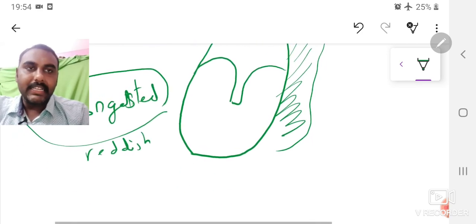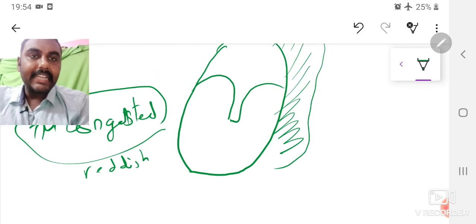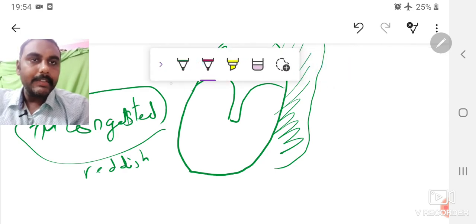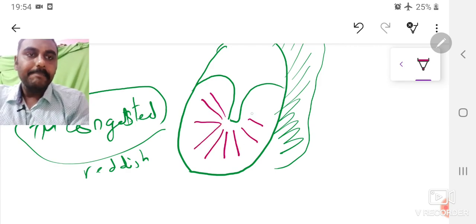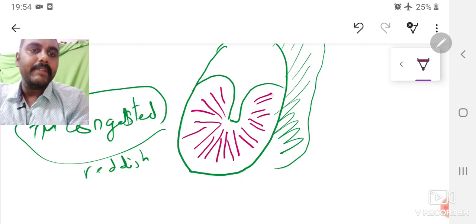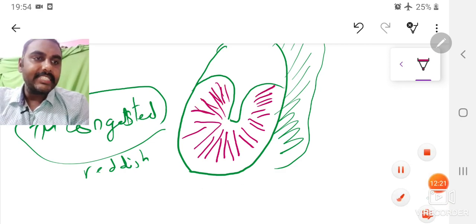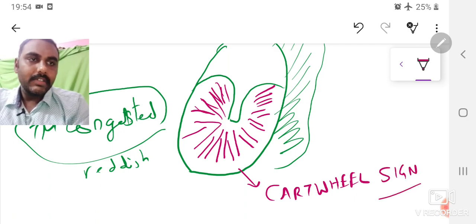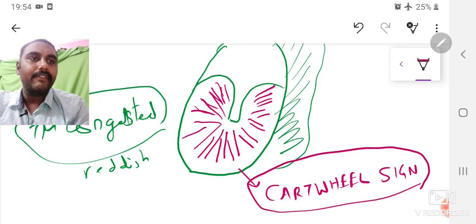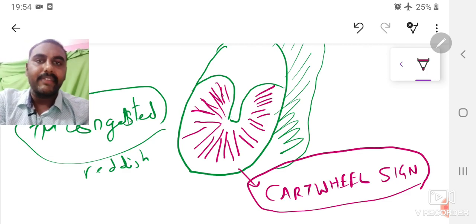Along with that, what will happen? There is a sign when we see through the tympanic membrane, it appears like there is a streak of blood vessels starting from the handle of malleus towards the periphery. It appears like the spokes of alloy wheels. This sign is called the cartwheel sign. It appears like spokes of blood vessels starting from the handle of malleus towards the periphery.